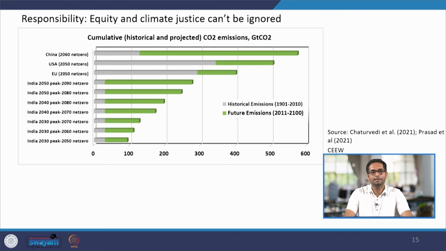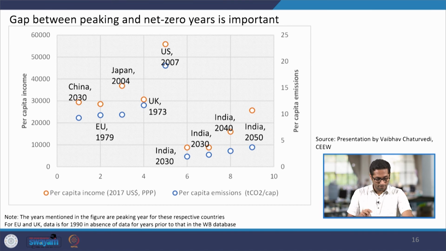Given the condition, like we being the largest population in the world now, the emissions that we have been emitting or would be emitting in the future for the worst case net zero and peaking years would be way less than the major economies of the world. Then we can also try to understand that when these countries achieved their peaking, they were much richer than what India is or what India will be in the future.